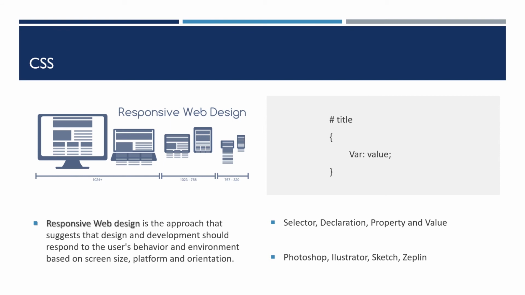And in the code part, you use HTML for the structure and CSS for the design. But in this part, in the design, we have a topic, responsive web design. This responsive web design is the approach that suggests that design and development should respond to the user's behavior and environment based on screen size, platform, and orientation.